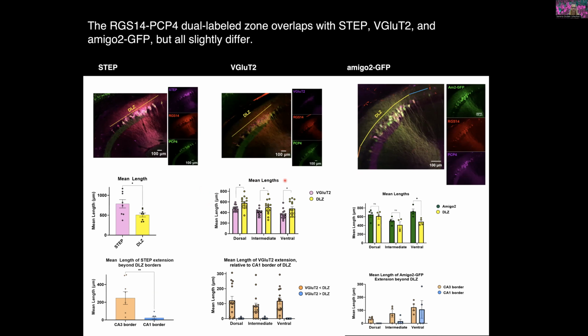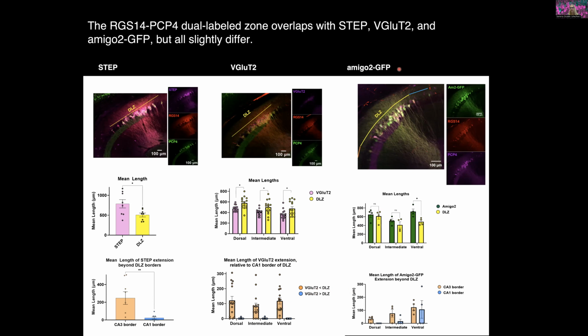VGLUT2, these are those SUM axons, also has strong overlap with this double labeled zone. What this is showing is that it does fall a little short on the CA1 side of the double labeled zone. These are where the VGLUT2 staining length falls short of the double labeled zone. This doesn't seem to vary across the dorsal-ventral axis.